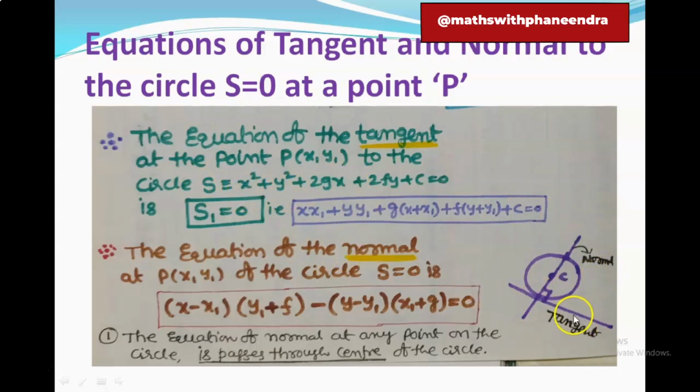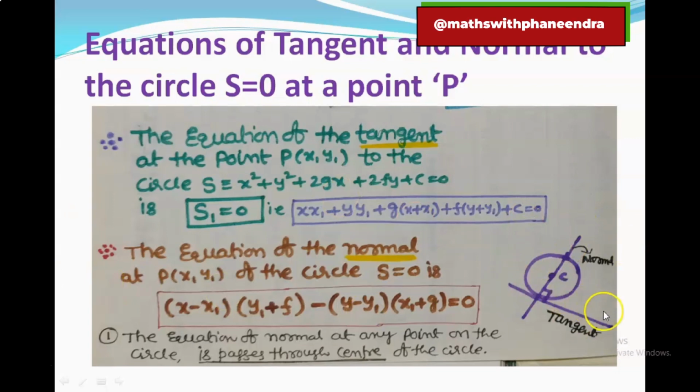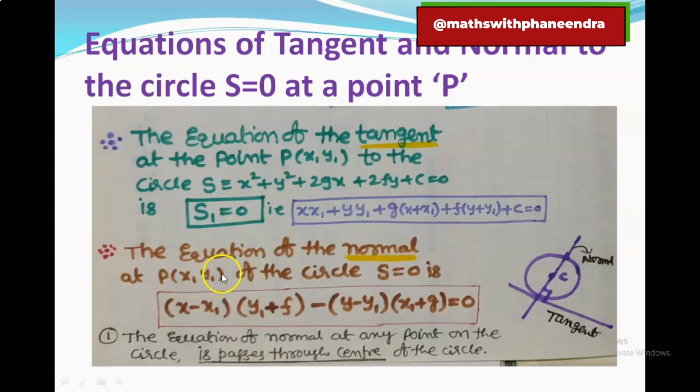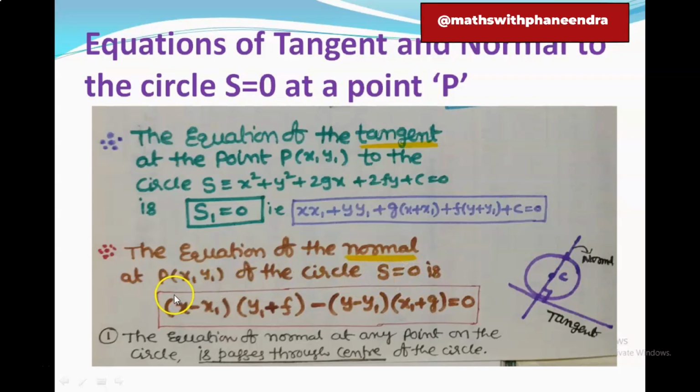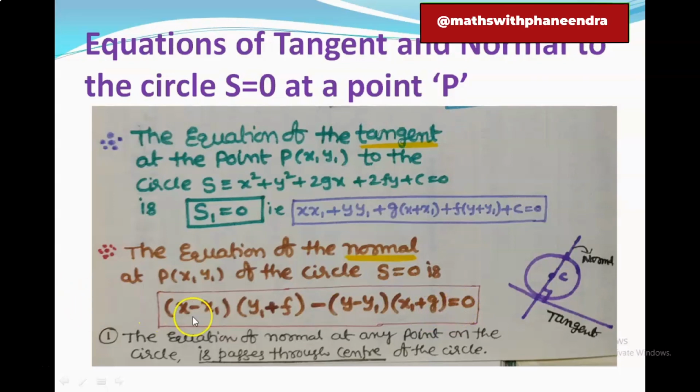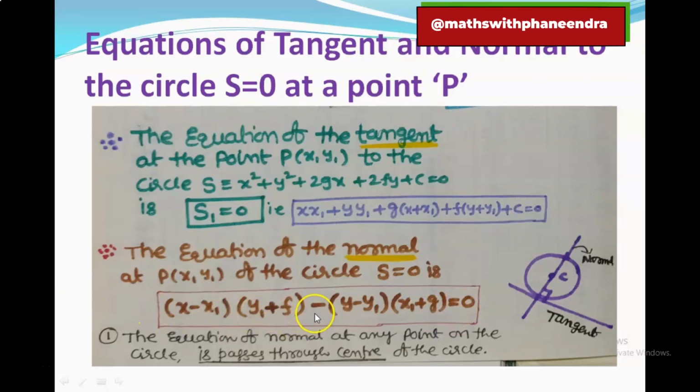Observe the diagram in this circle. In this diagram, see here, this is the tangent equation. The normal is always perpendicular to the tangent. The equation of normal at P(x1, y1) of the circle S = 0 is (x − x1)(y1 + f) − (y − y1)(x1 + g) = 0. Once again I'll repeat: (x − x1)(y1 + f) − (y − y1)(x1 + g) = 0.